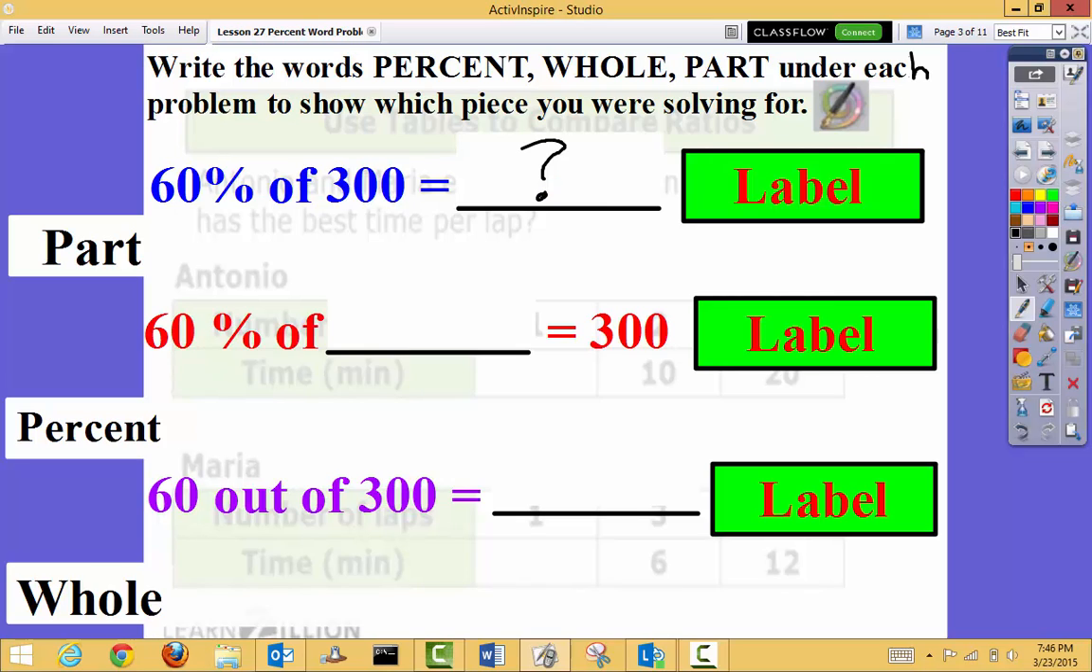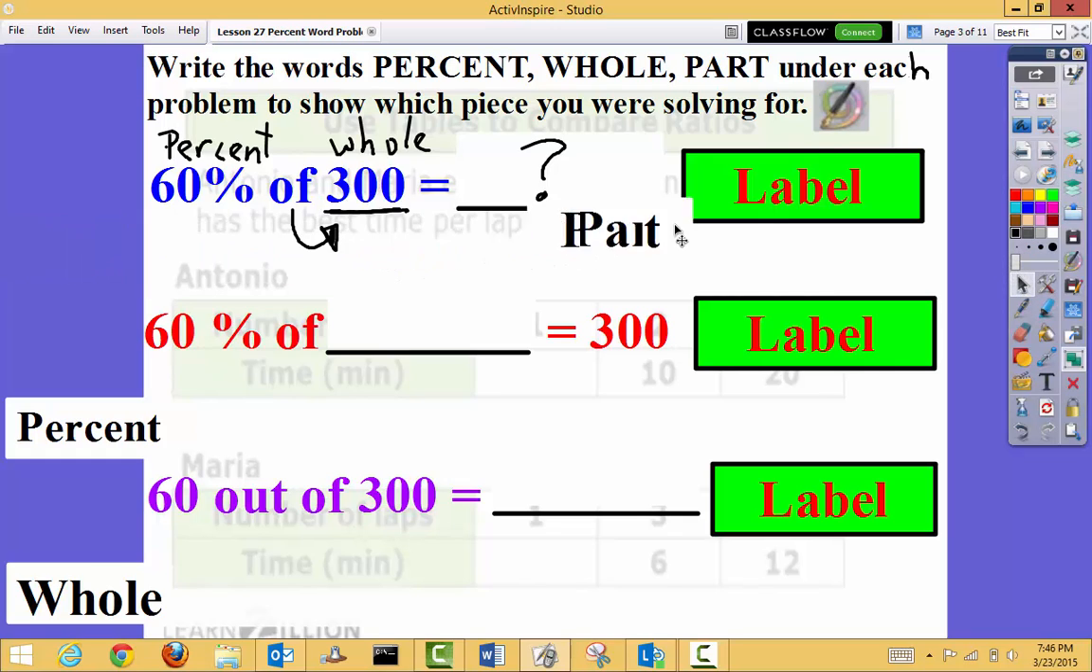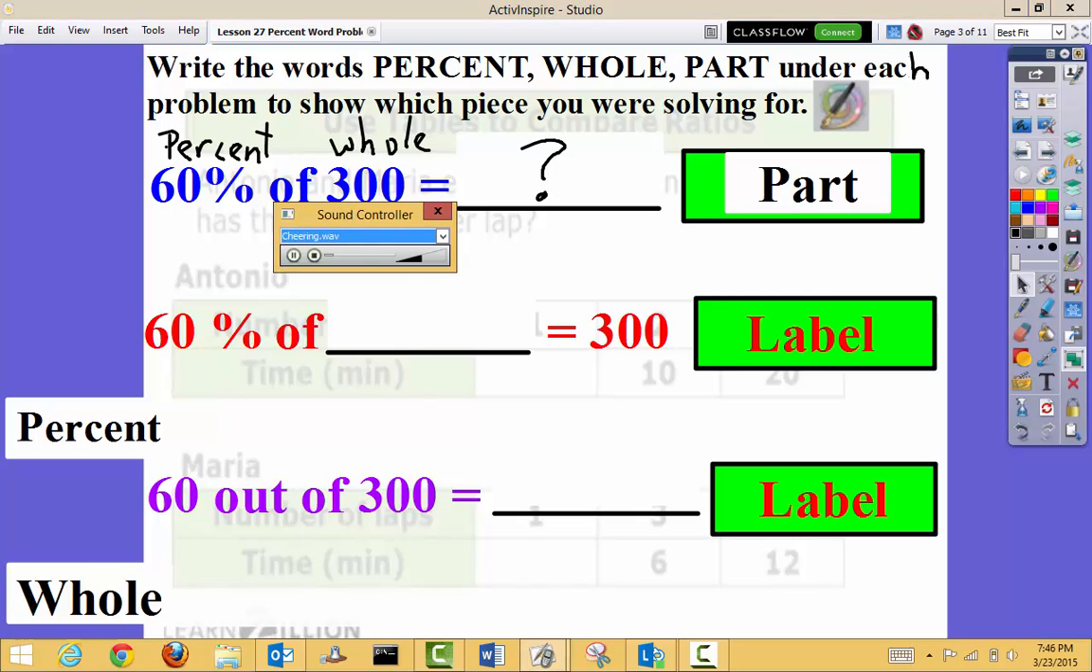Well, I know it's not my percent because my percent is right here. 60% of 300. Well, that means this is my whole. I'm finding a percent of a number. So if I'm looking for the percent of something, this "of" is what my whole is. So what am I left with? I'm left with this part. So I'm looking for part of 300. So how do I find 60% of 300?